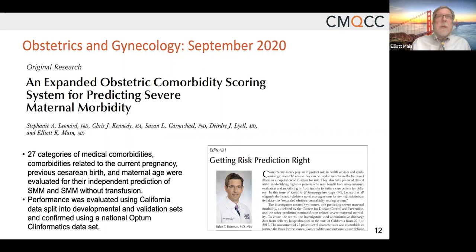This was just published in September in the Green Journal, and it actually had an editorial that went with it by Brian Bateman, who developed the earlier one that we significantly improved on, as you will see. And he said we got it right, and that was very encouraging to see. Next slide.